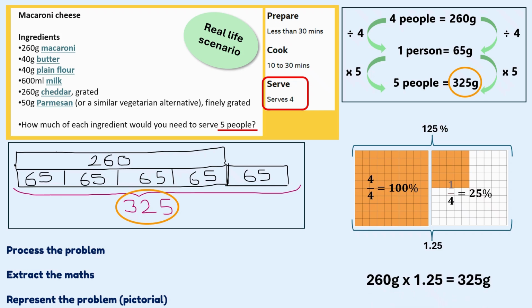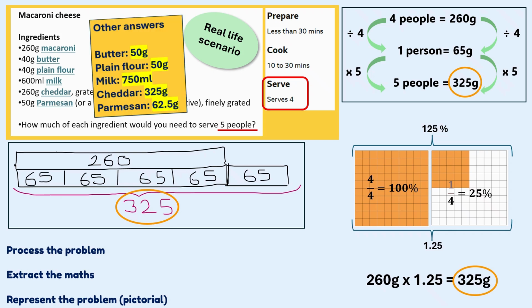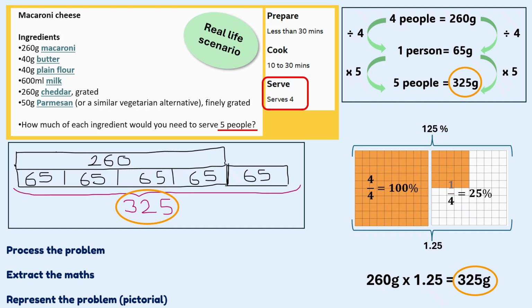And if I multiply the original amount by 1.25, that is the same as increasing it by a quarter or increasing it by 25%. And it gives me the same answer, 325 grams. So that's a really useful trick. If you've got a calculator, if you times any number by 1.25, it will increase it by 25%. So there are 3 different ways of representing this problem mathematically.